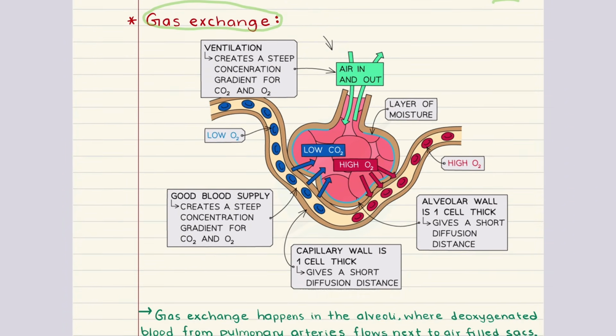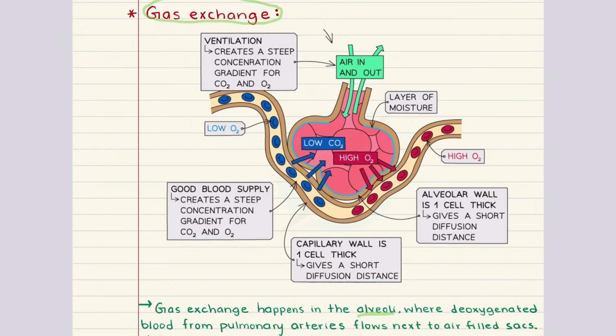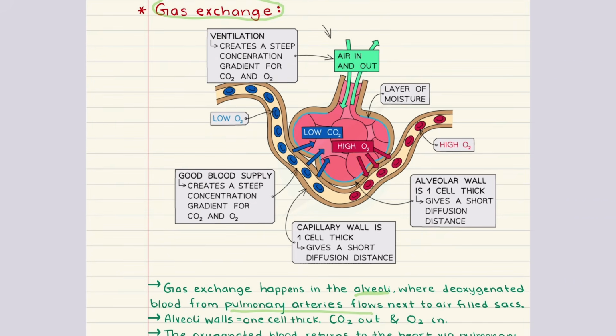Gas exchange takes place in the alveoli, which are the small balloon-like sacs at the very end of the respiratory tree. These structures are surrounded by tiny capillaries, and they provide a massive surface area for gas movement. Here's how it works. Deoxygenated blood that is low in oxygen and high in carbon dioxide is going to arrive at the lungs via the pulmonary arteries. These arteries carry blood from the right side of the heart directly to the capillaries that surround the alveoli.